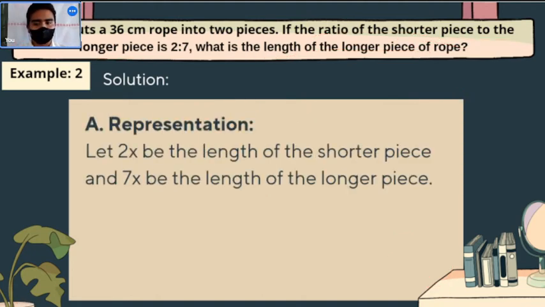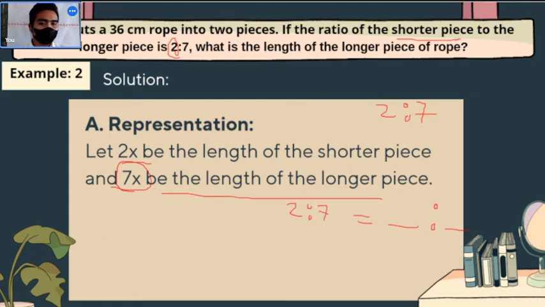Representation. So let us say 2x is the length of the shorter piece, and 7x is the length of the longer piece. We know it's 2 is to 7, isn't it? So in representation, if this is a proportion, you have 2 missing givens, isn't it? A variable could be any letter, so let's just say they are both x.